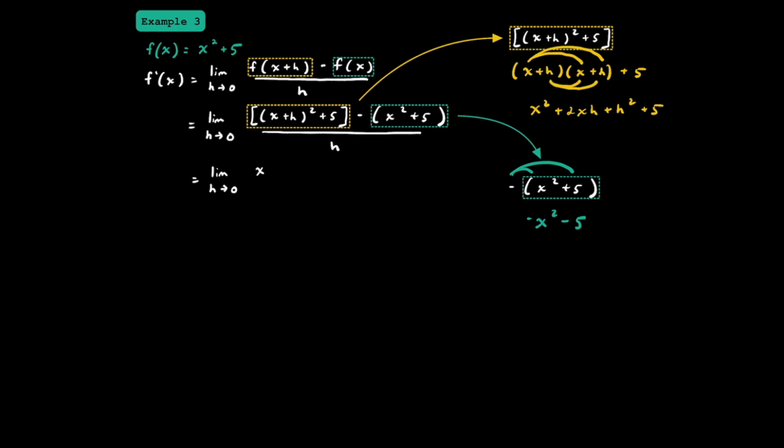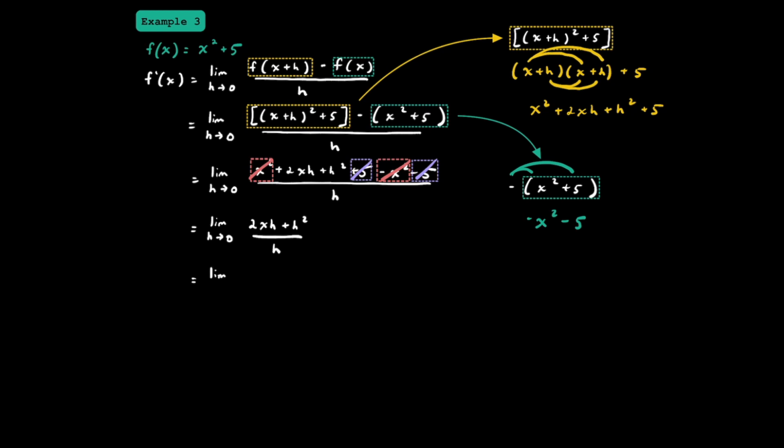Substituting all of this in, we're going to get x squared plus 2xh plus h squared plus 5 minus x squared minus 5. All of this is going to be over h. X squared and x squared are going to cancel out, and this plus 5 and minus 5 will cancel out. Simplified more, we're going to have 2xh plus h squared over h. Factoring out h in the numerator, we get h times the quantity of 2x plus h all over h.